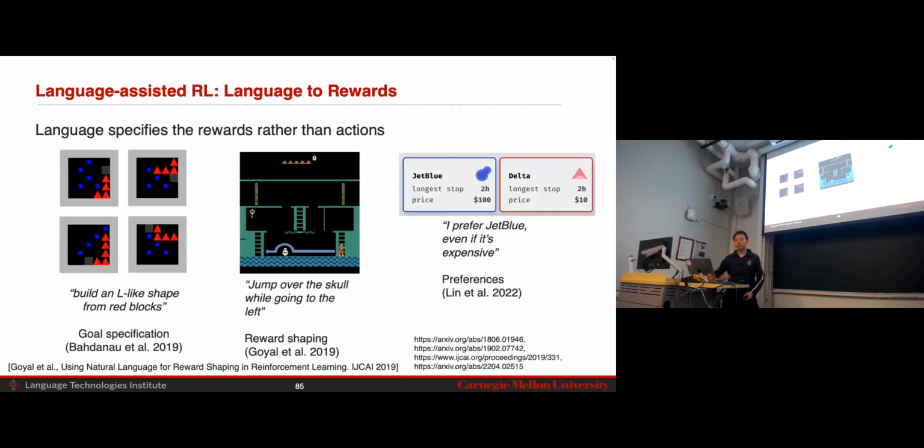All right, a few other examples. This goes into the realm of more language assisted, where language is not explicitly part of the task, but it is part of the environment that kind of tells you additional information. Right over here, you can use language to specify your goal, specify what you want in the end: build an L-like shape on red blocks.